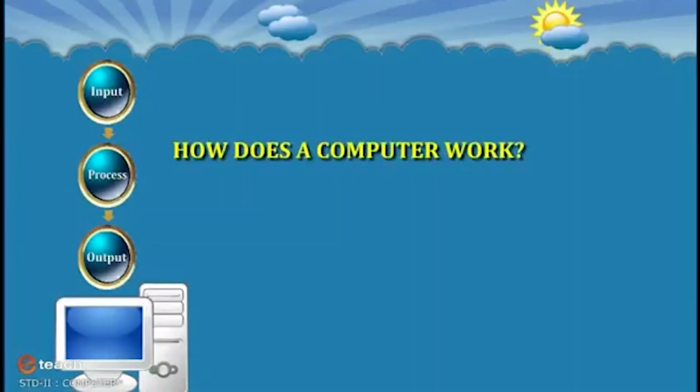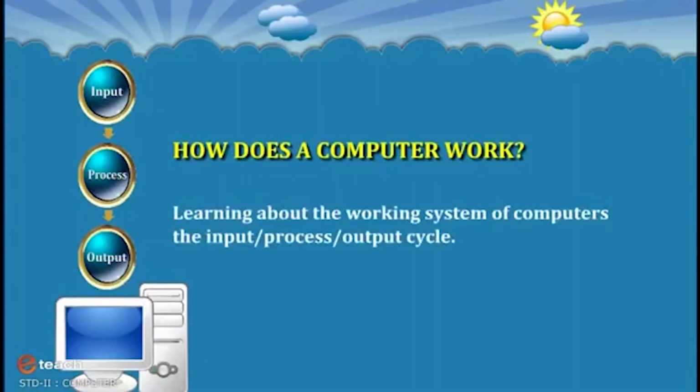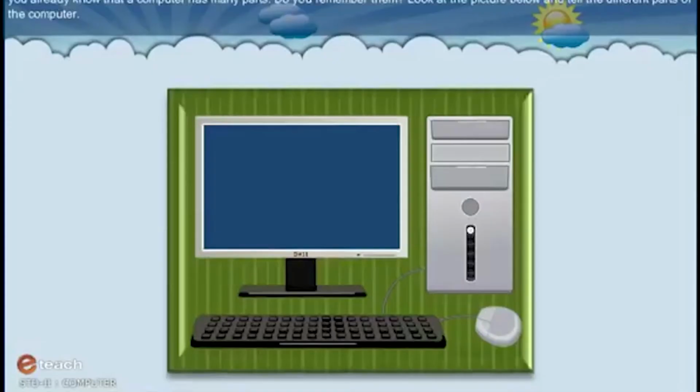Computer work. Learning about the working system of computers, the input process, output cycle. You already know that the computer has many parts. Do you remember them? Look at the picture below and tell the different parts of the computer.